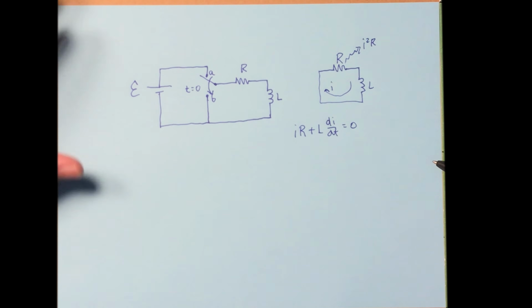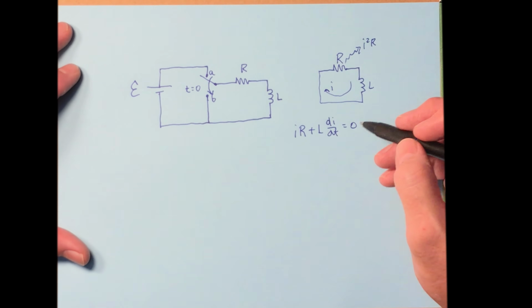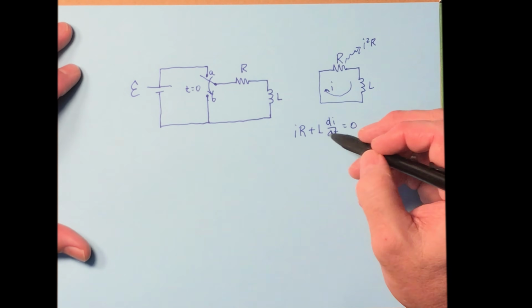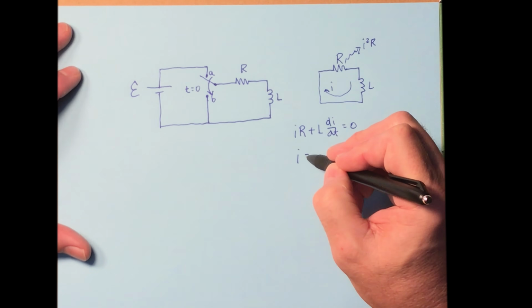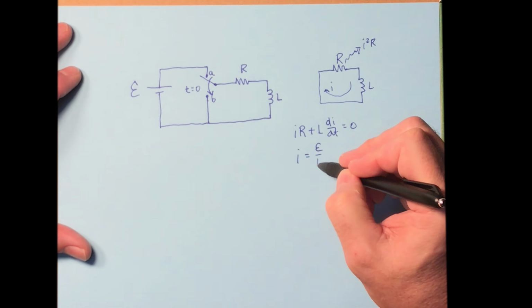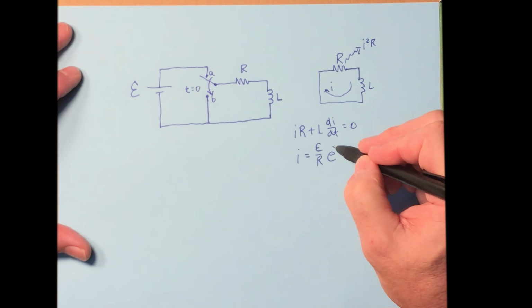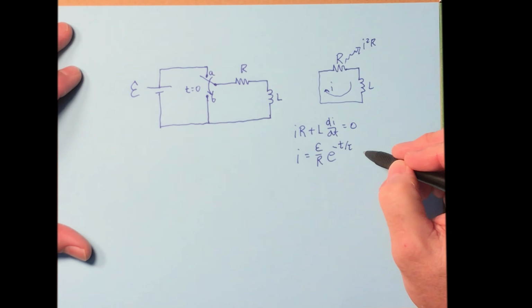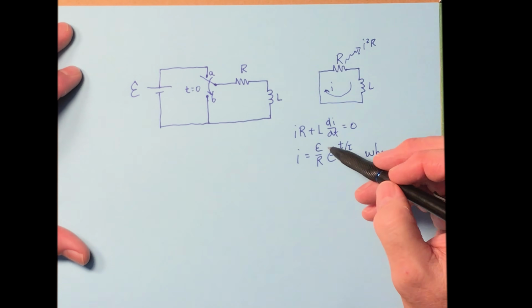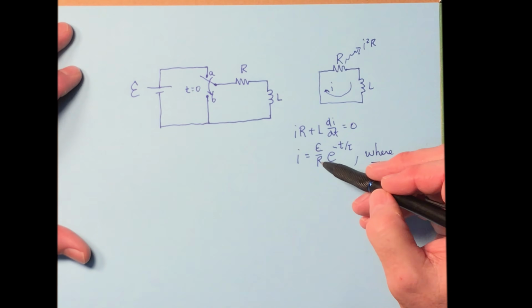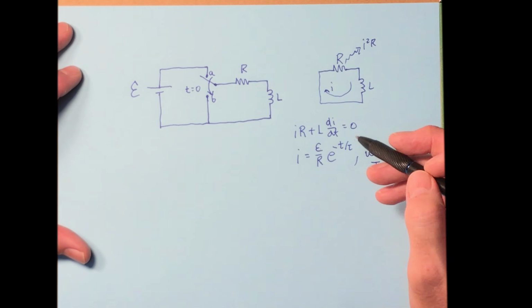Okay, we can write that in standard form as well. I'm not going to do it. You can do that if you want. But let's just jump to the solution. The solution for this is going to be E over R times e to the negative t over tau. Once again, where tau is equal to L over R. All right, so the maximum current is going to be E over R, but it's going to decay over time.